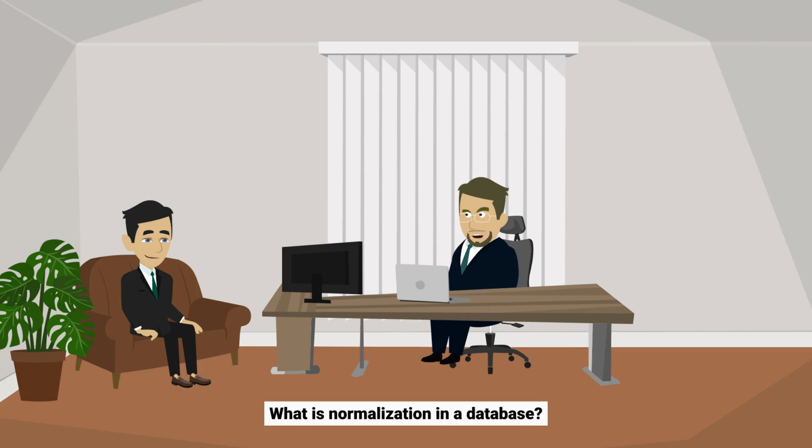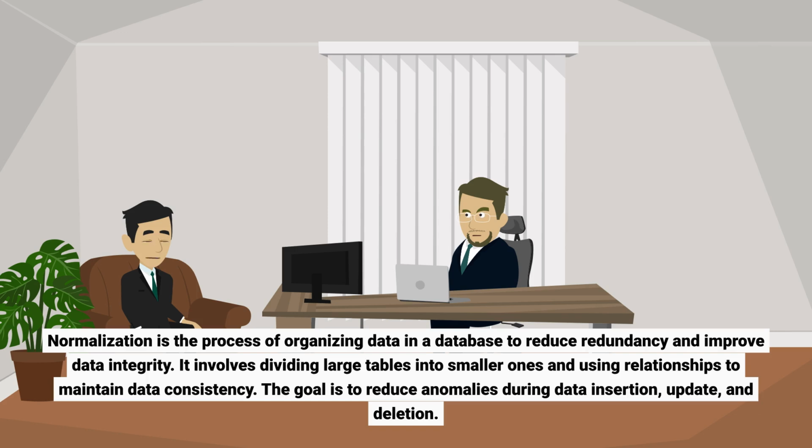What is normalization in a database? Normalization is the process of organizing data in a database to reduce redundancy and improve data integrity. It involves dividing large tables into smaller ones and using relationships to maintain data consistency. The goal is to reduce anomalies during data insertion, update, and deletion.